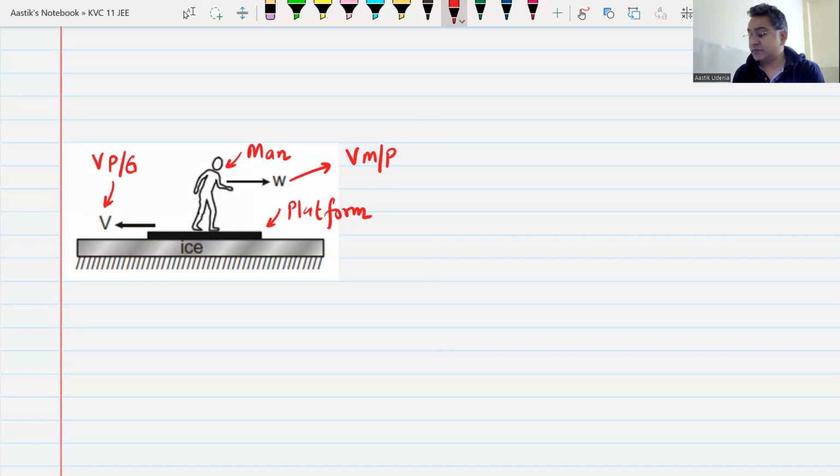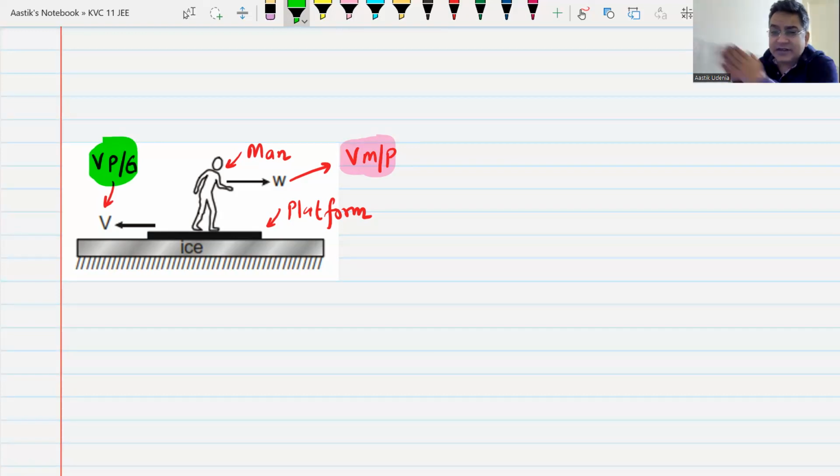Yes or no? If initially the platform is at rest and the man starts to walk, the platform will go back here. Initial momentum is 0. The final momentum has to be 0. Do we understand this? So basically what is given to you normally is the velocity of the man with respect to the platform, and they ask you what is the velocity of the platform with respect to the ground. This question is exactly the same as bullet and gun.